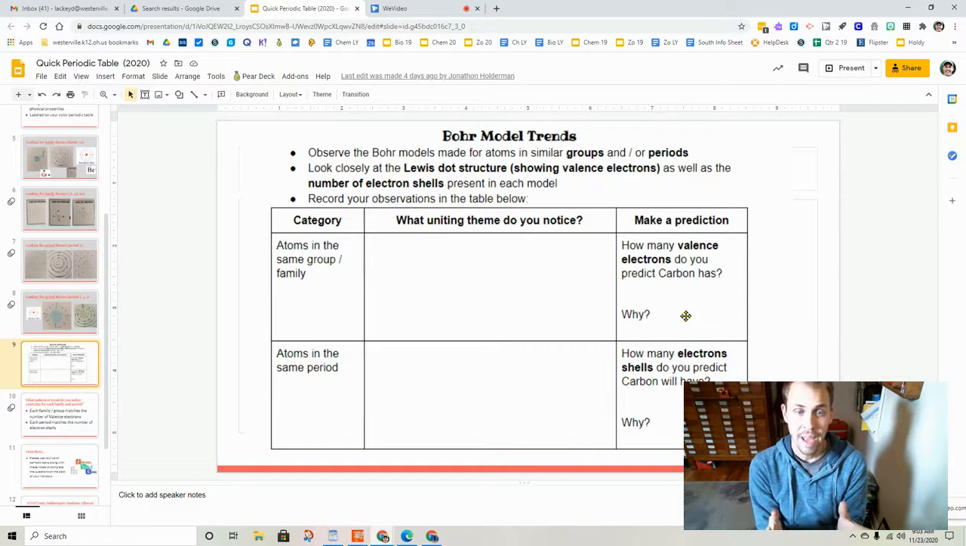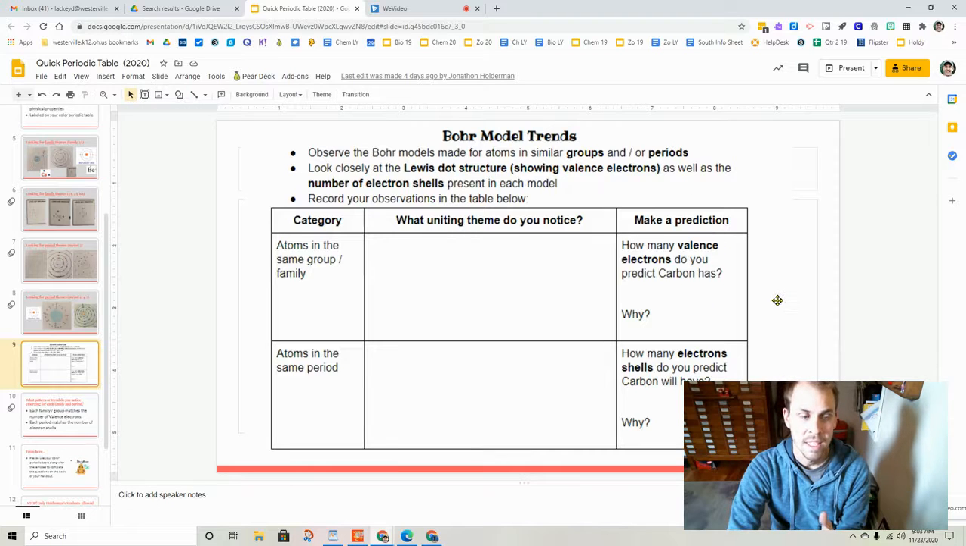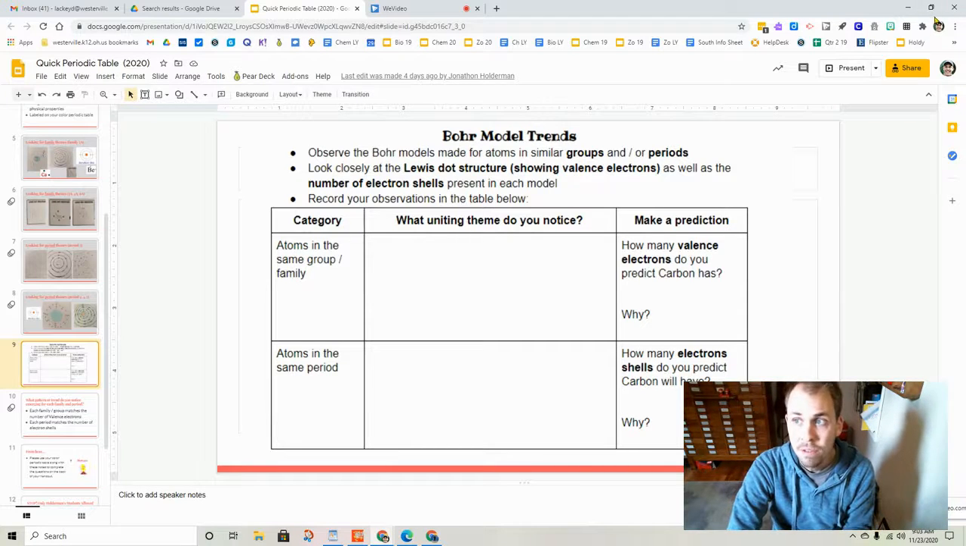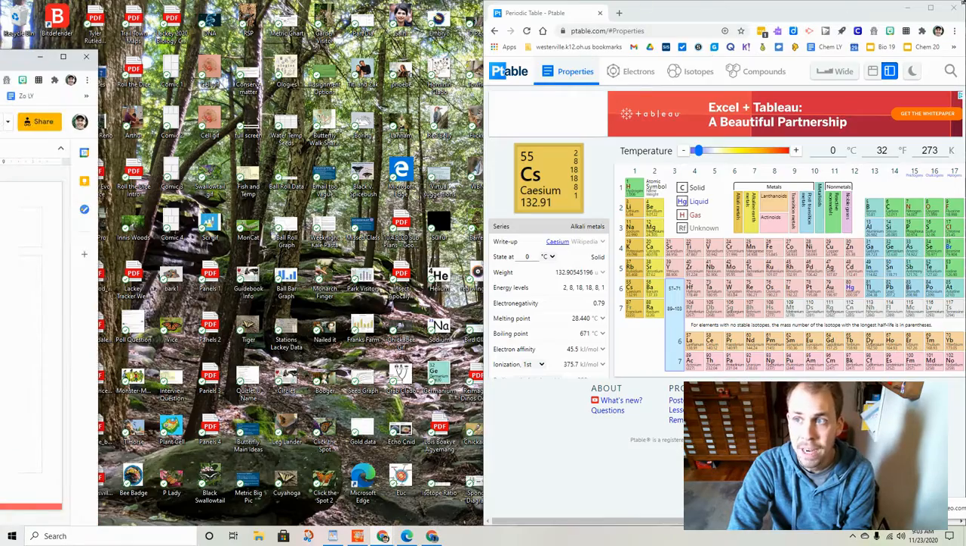Okay, now you've done that, let's look at some elements in the different periods. Let's go to the same element. We can figure out what period carbon is in, and we can say, how many electron shells should it have based on this? All right, I'll give you a minute. Take a look at ptable.com, see if you've got an answer for it.